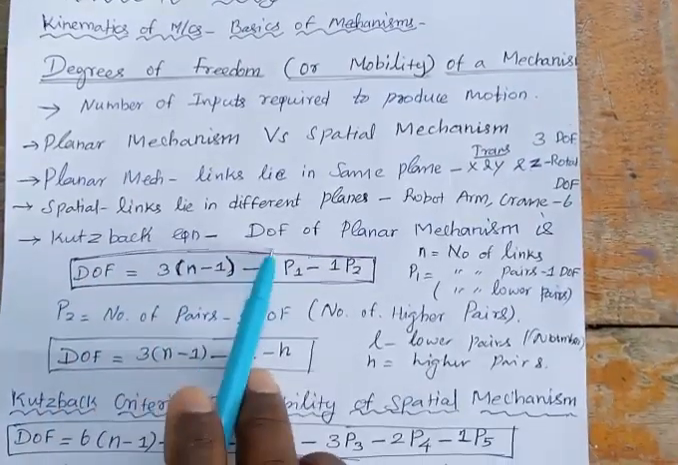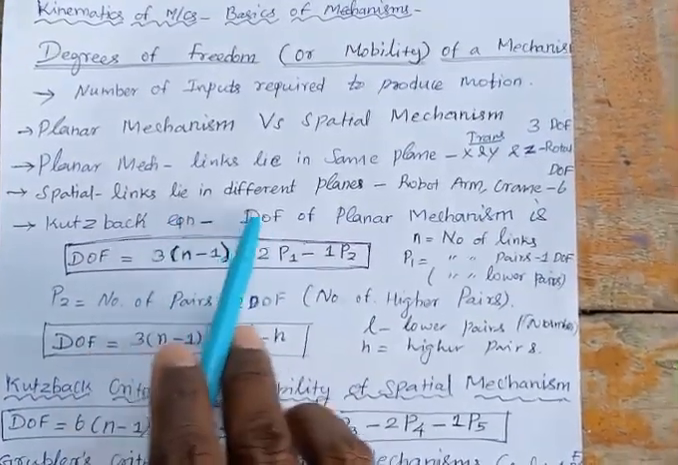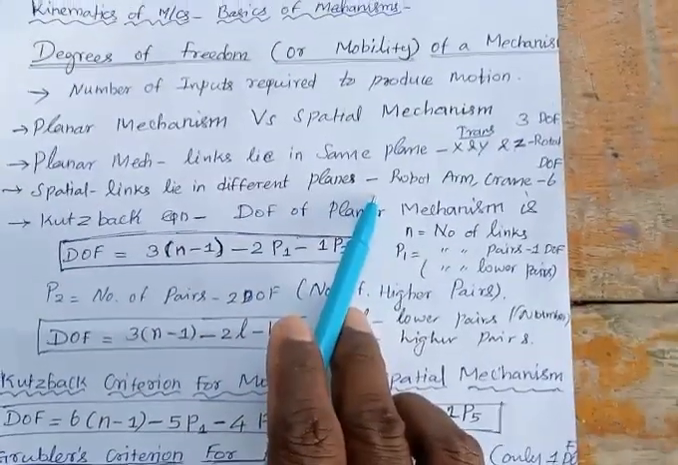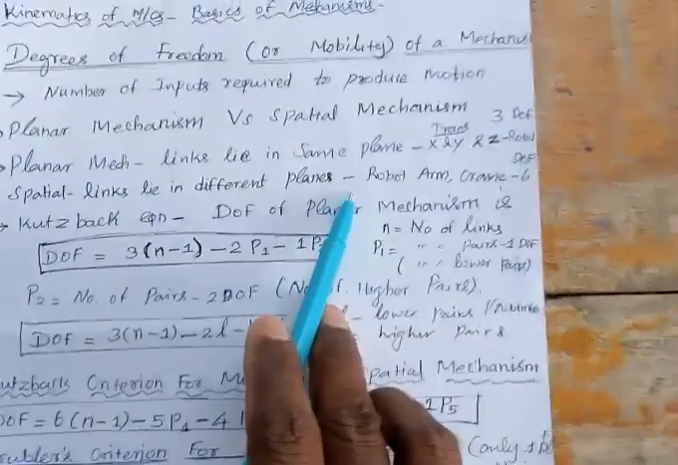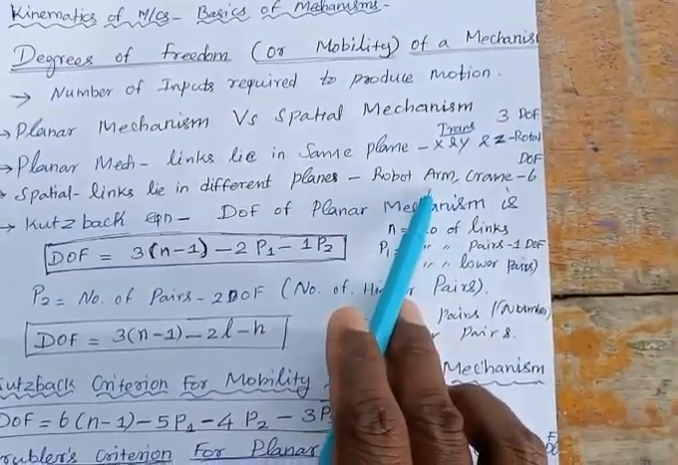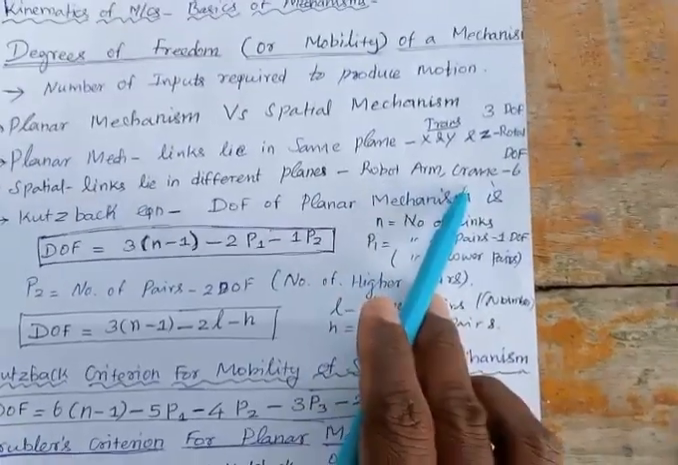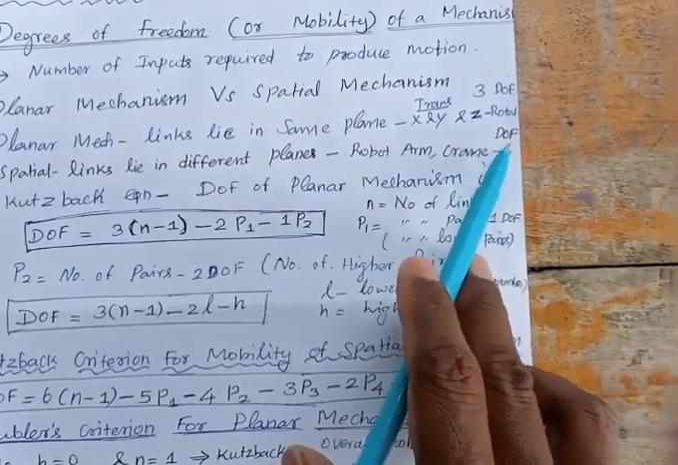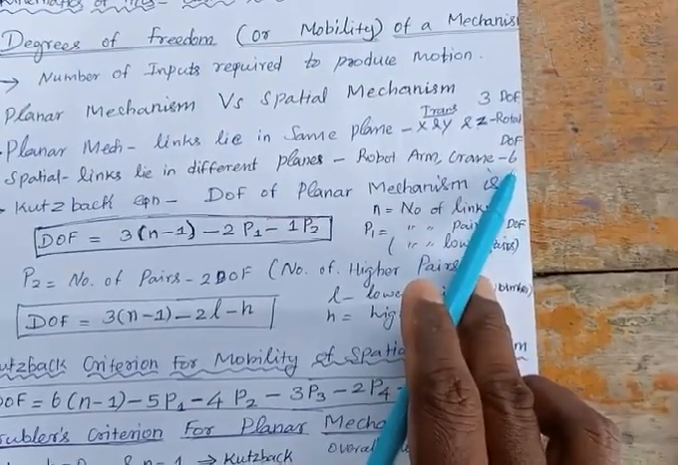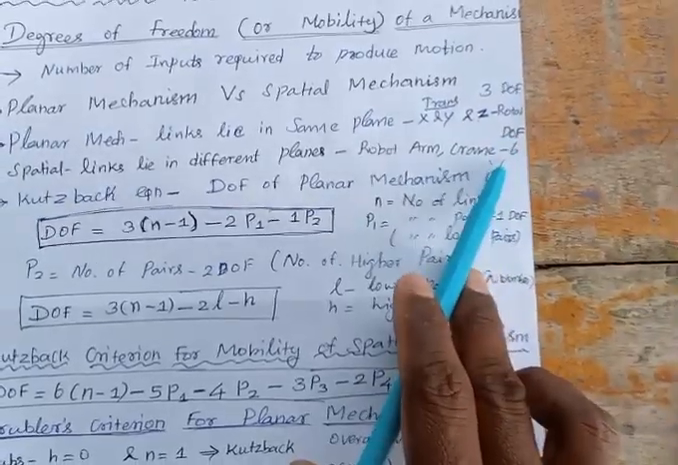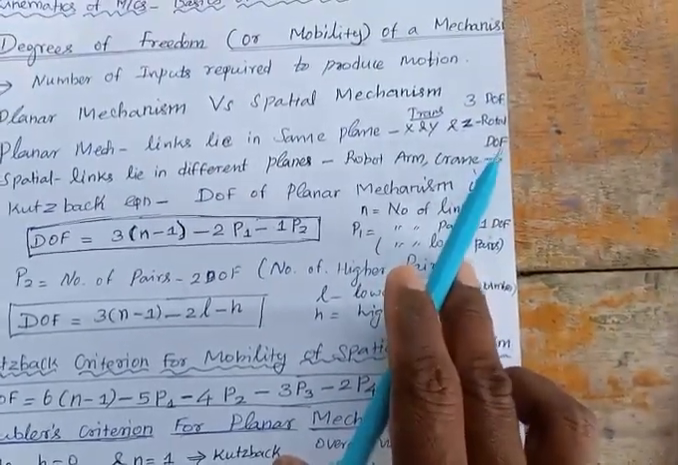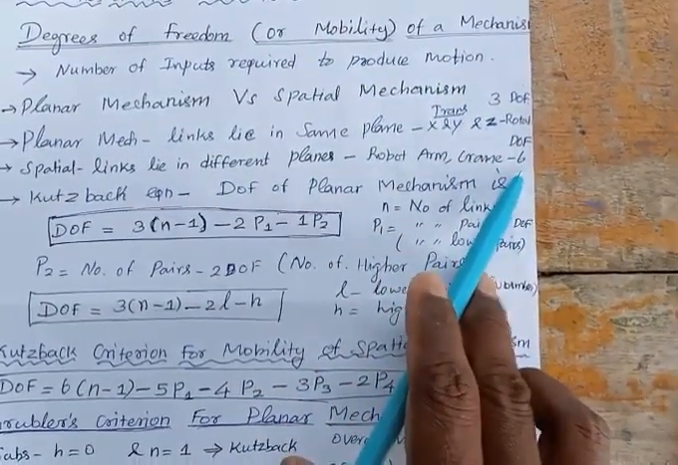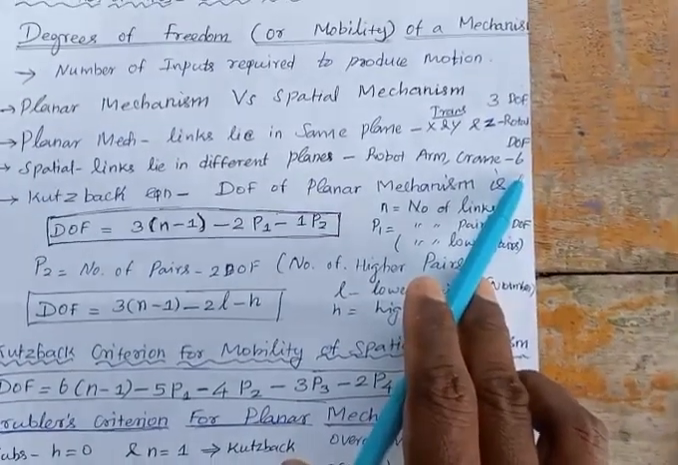In a spatial mechanism, the various links lie in different planes. Examples of spatial mechanisms are a robot arm, a crane, and hook joints. Here the degrees of freedom is 6: the x, y, z translatory motion as well as the x, y, z rotary motion. So a planar mechanism has only 3 degrees of freedom and a spatial mechanism has 6 degrees of freedom.